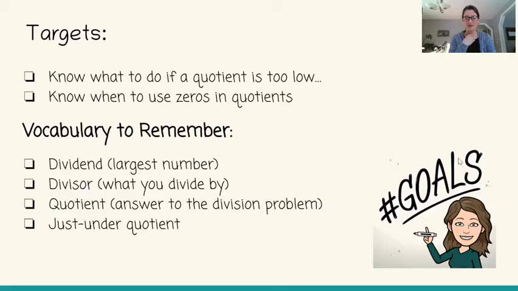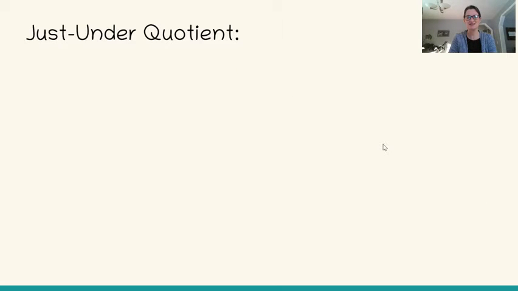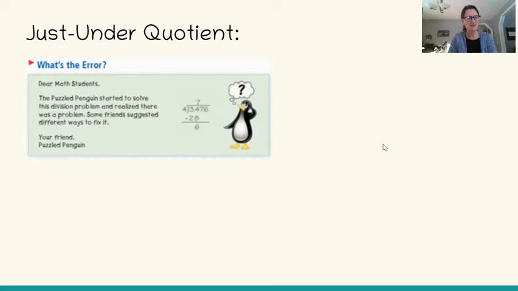So we know our vocabulary of our dividend, our divisor, and our quotient. And we're adding to that today to talk about what a just under quotient is. So let's get started. We're going to begin with Puzzled Penguin because he has a question and he demonstrates what a just under quotient is perfectly. So he started to solve this division problem and realized he'd kind of made a mistake.